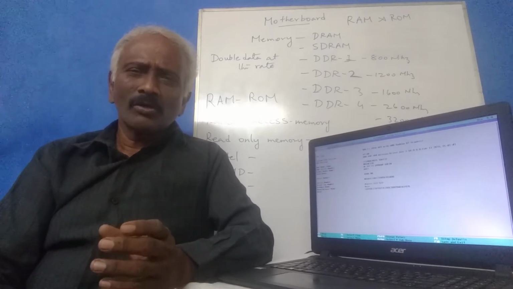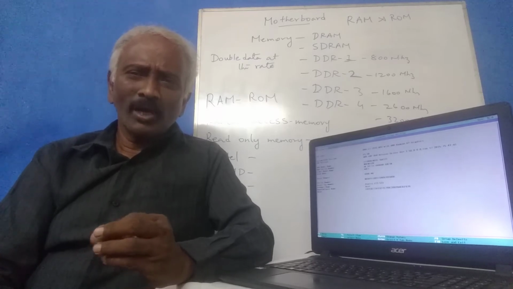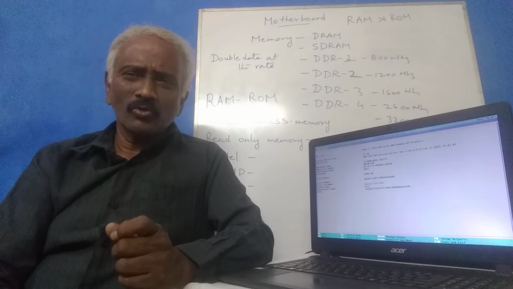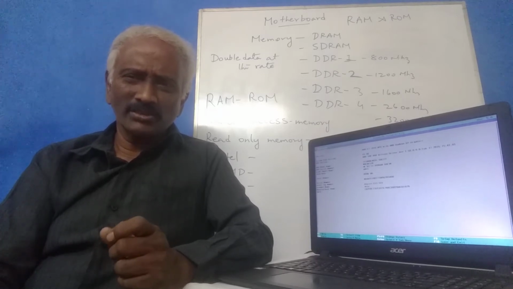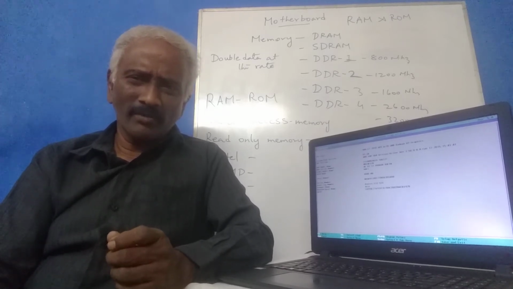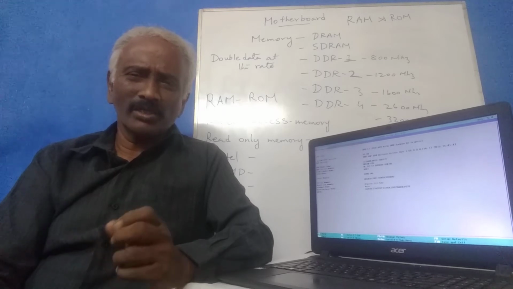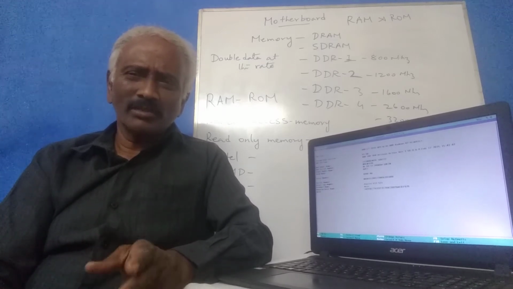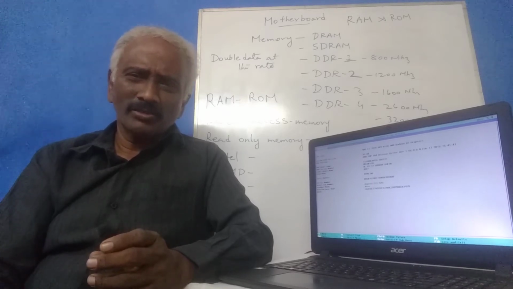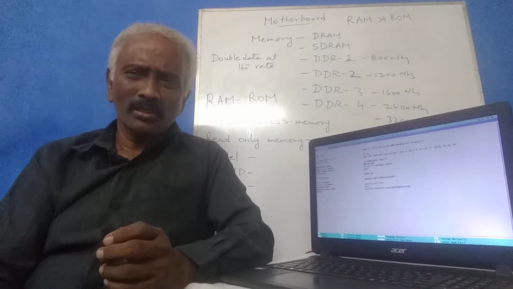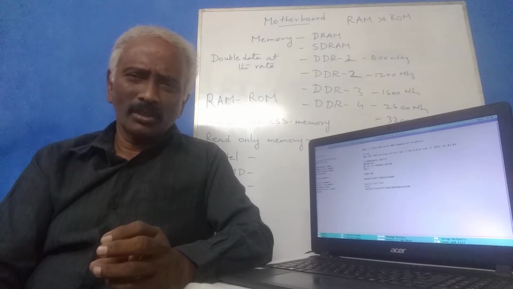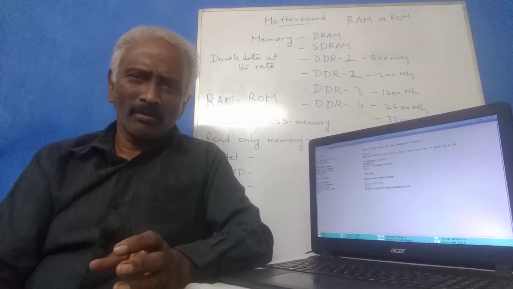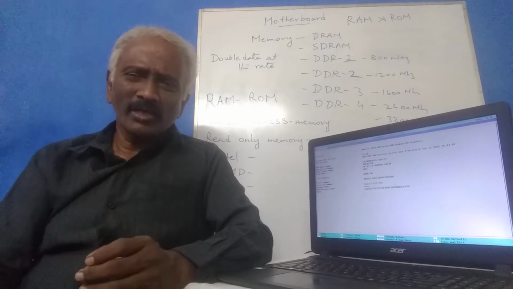Okay, so you have memory from the 8088 CPU. You have DRAM from that stage. Then you have SDRAM. DRAM is nothing but dynamic random access memory, and SDRAM is synchronous dynamic random access memory. Then you have DDR1, DDR2, DDR3, and now we have DDR4. So what are these different types of memory?